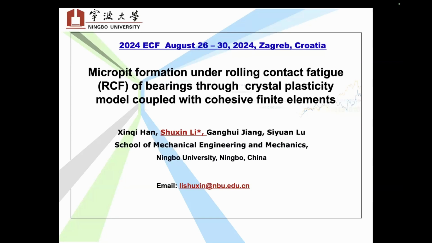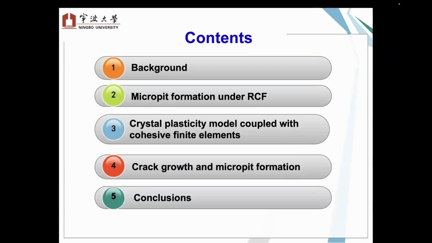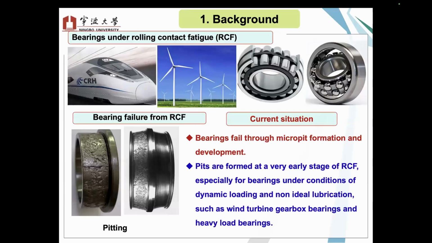Right. My name is Shuxing Li from Ningbo University, China, and here's the contents. Bearings are on rolling contact fatigue, and they normally fail through micropit formation and development. Actually, pits are formed at a very early stage of rolling contact fatigue. I call it RCF in short. And especially for bearings under conditions of dynamic loading and non-ideal lubrications, such as wind turbine gearbox bearings and heavy load bearings.